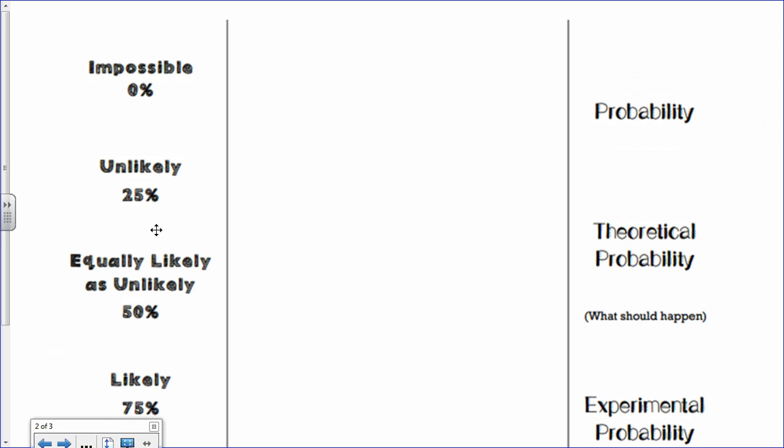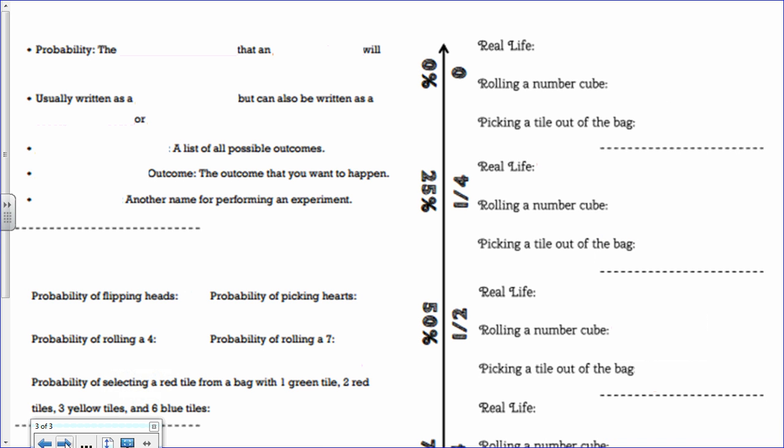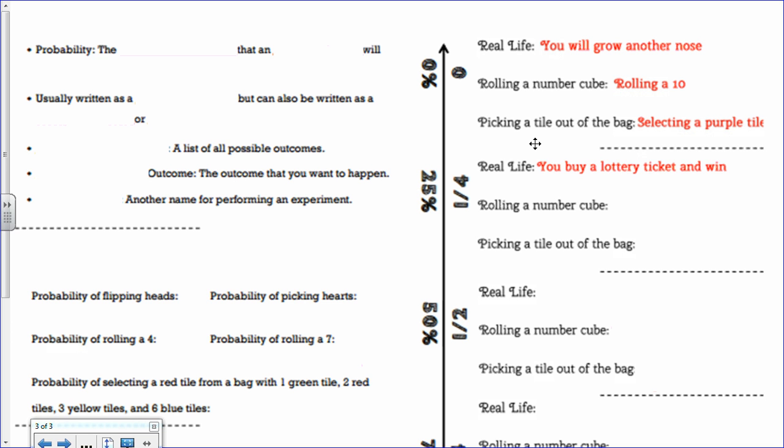So you're going to open up your unlikely, which has a 25% chance of occurring. And we'll talk about the 3 examples of an unlikely probability. An unlikely probability in real life would be that you buy a lottery ticket and win. It's not very likely, but it could happen.